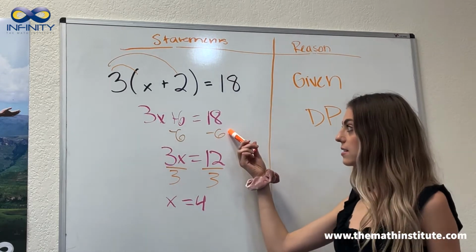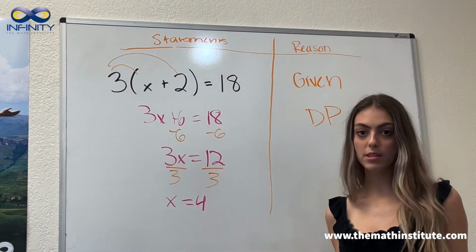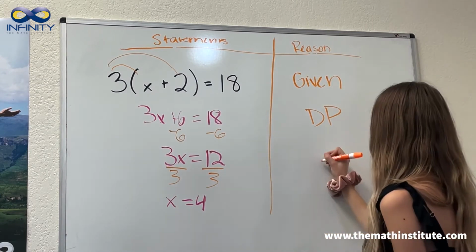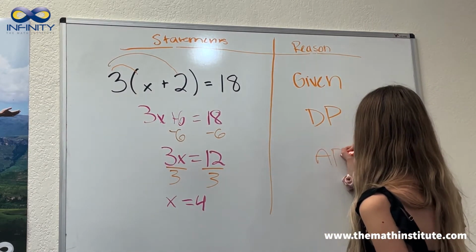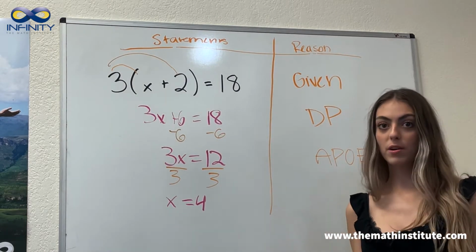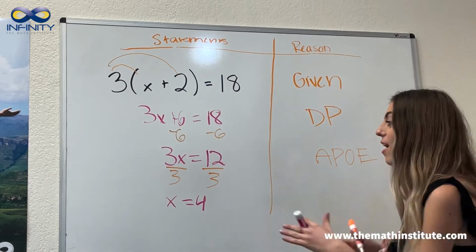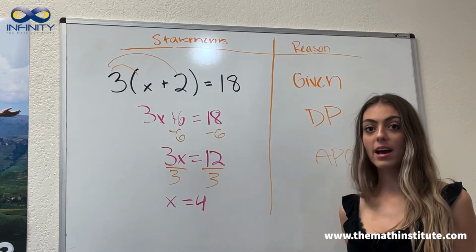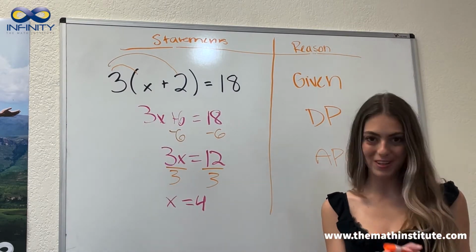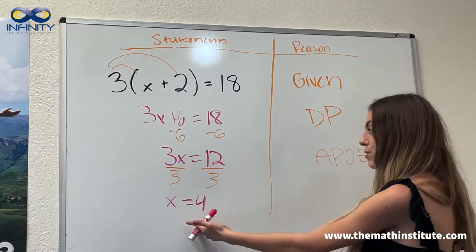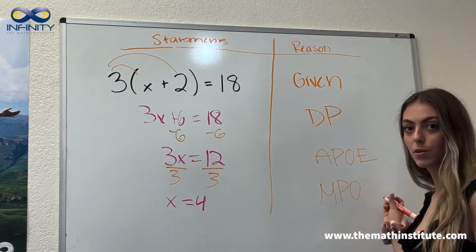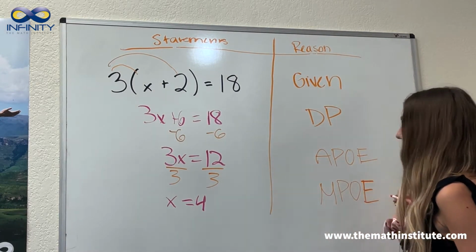And then the next example, we subtracted 6 from both sides. Whatever you do to one side, you do to the other, and that is called APO. That is the property of equations. And then we divided 3 from both sides. Again, we did that to one side and then to the other, and we got x equals 4, so that is MO. So multiplication property of equations. And that is how you do a proof.